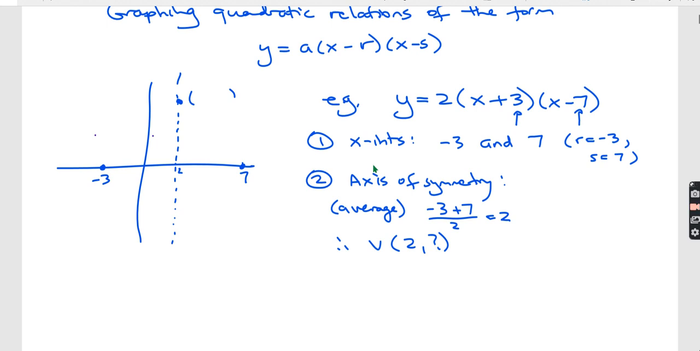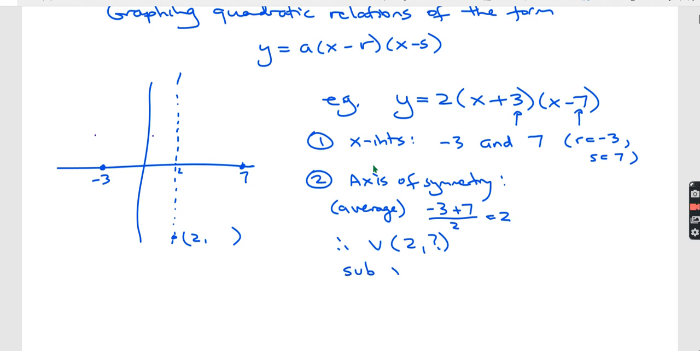How do we know if the vertex will be up above or down below? The way we know is we're going to look at this a value. The a value is a 2, which tells me that the parabola opens upward, which means that my vertex is actually going to be down below 2 something, so that the parabola can open upward. Okay, but to what? This is where we use the equation.